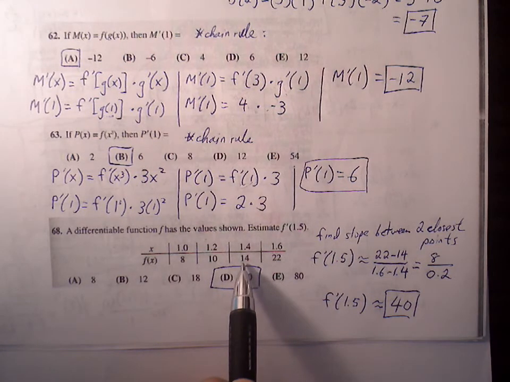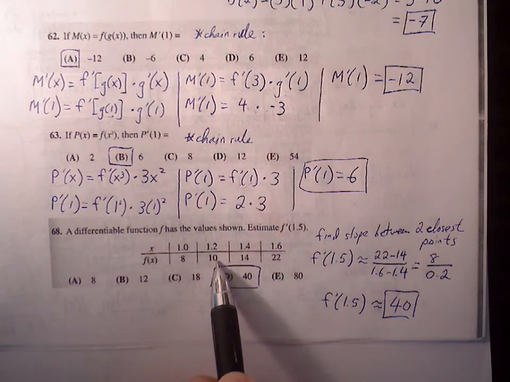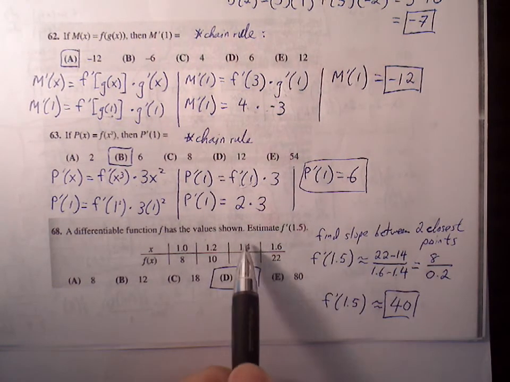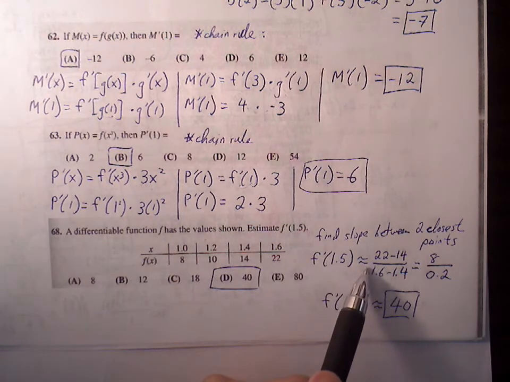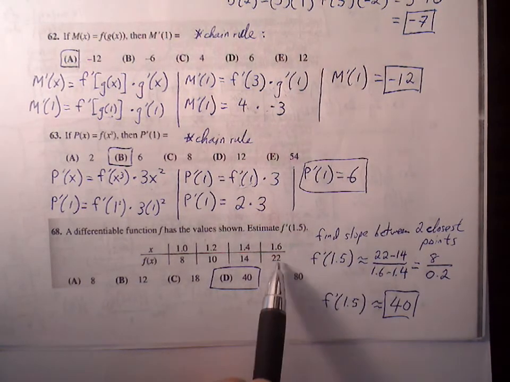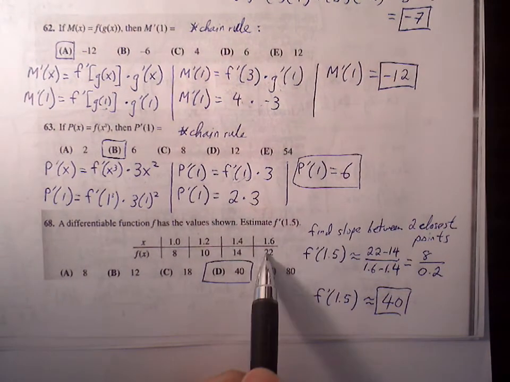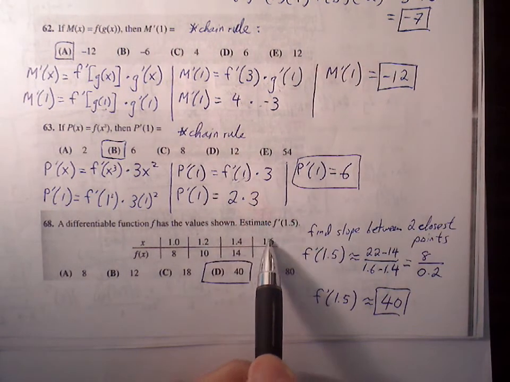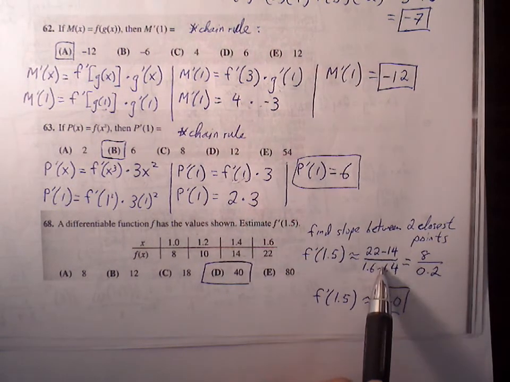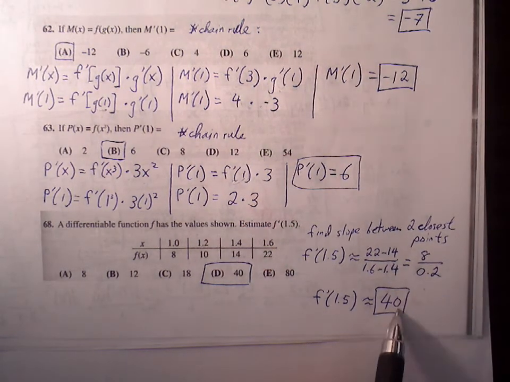So to find our slope, we do change in y over change in x. So 14 minus 10, that's going to be our change in y value, divided by the change in x, 1.4 minus 1.2. I'm sorry, we're asked to find f prime of 1.5, so I need to be using these two ordered pairs. So 22 minus 14 is the change in y, and then change in x is 1.6 minus 1.4. We get 8 over 0.2, which reduces to be 8 over 1/5, which is 8 times 5, which is 40.